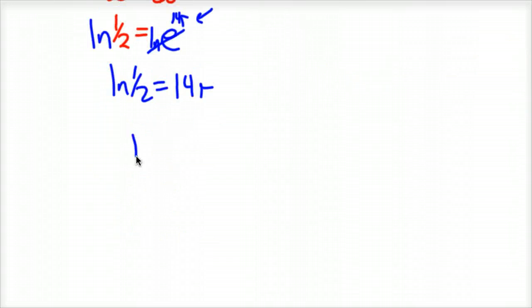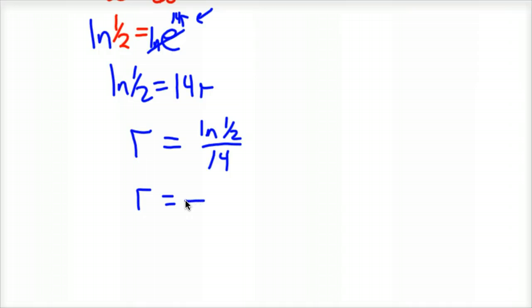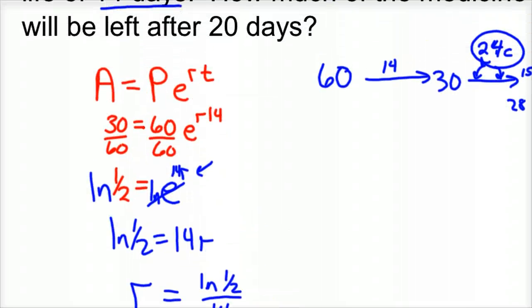So then we know our rate of decay is natural log of 1/2 divided by 14. Now, the answer is going to be, when you divide those out, a negative 0.0495. So again, that's not the answer we're looking for, it's just the rate of decay. But now we can plug that back into our original formula.